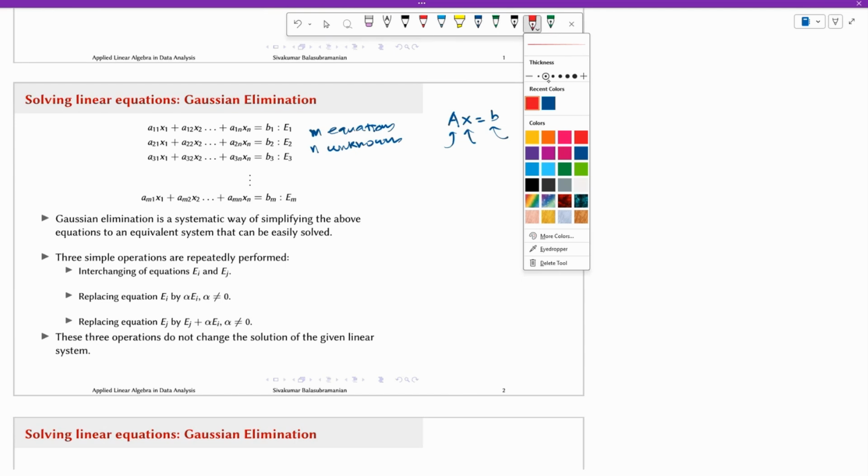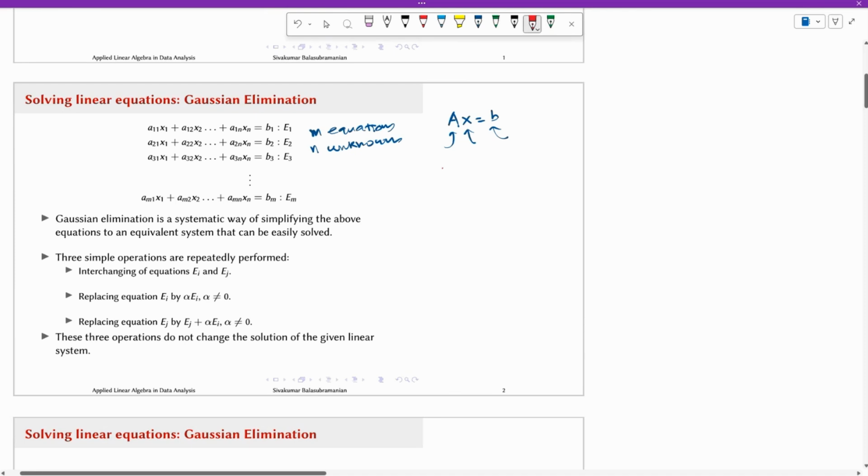Tell me, what is the shape of A? Okay, all right. Requires more revision. You guys will have to go back. This will be M cross N. This will be N cross 1. And this will be M cross 1.